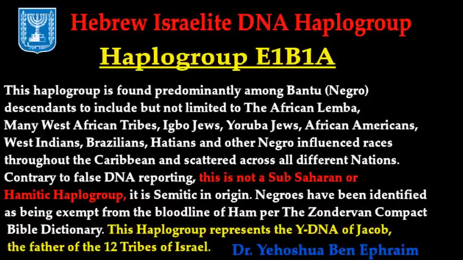I designed this back when I did my comprehensive E1B1A video. Let's read it. It says this haplogroup is found predominantly among Bantu descendants, to include but not limited to the African Lemba, many West African tribes, though in some southern ones too, because as a matter of fact the Lemba are in the south, the Igbos, the Yorubas, so-called African Americans, West Indians or Jamaicans, Brazilians, Haitians. There's a Negro Hebrew percentage in just about all nations.